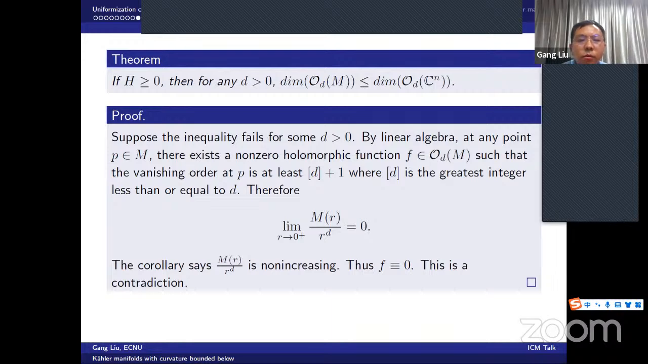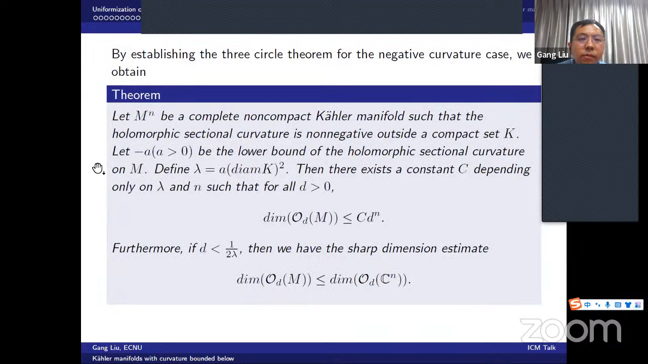So we can also characterize the equality case. And the conclusion is the same as in the previous theorem, by Ni, Chen, Zhu, Yin, and Fu.